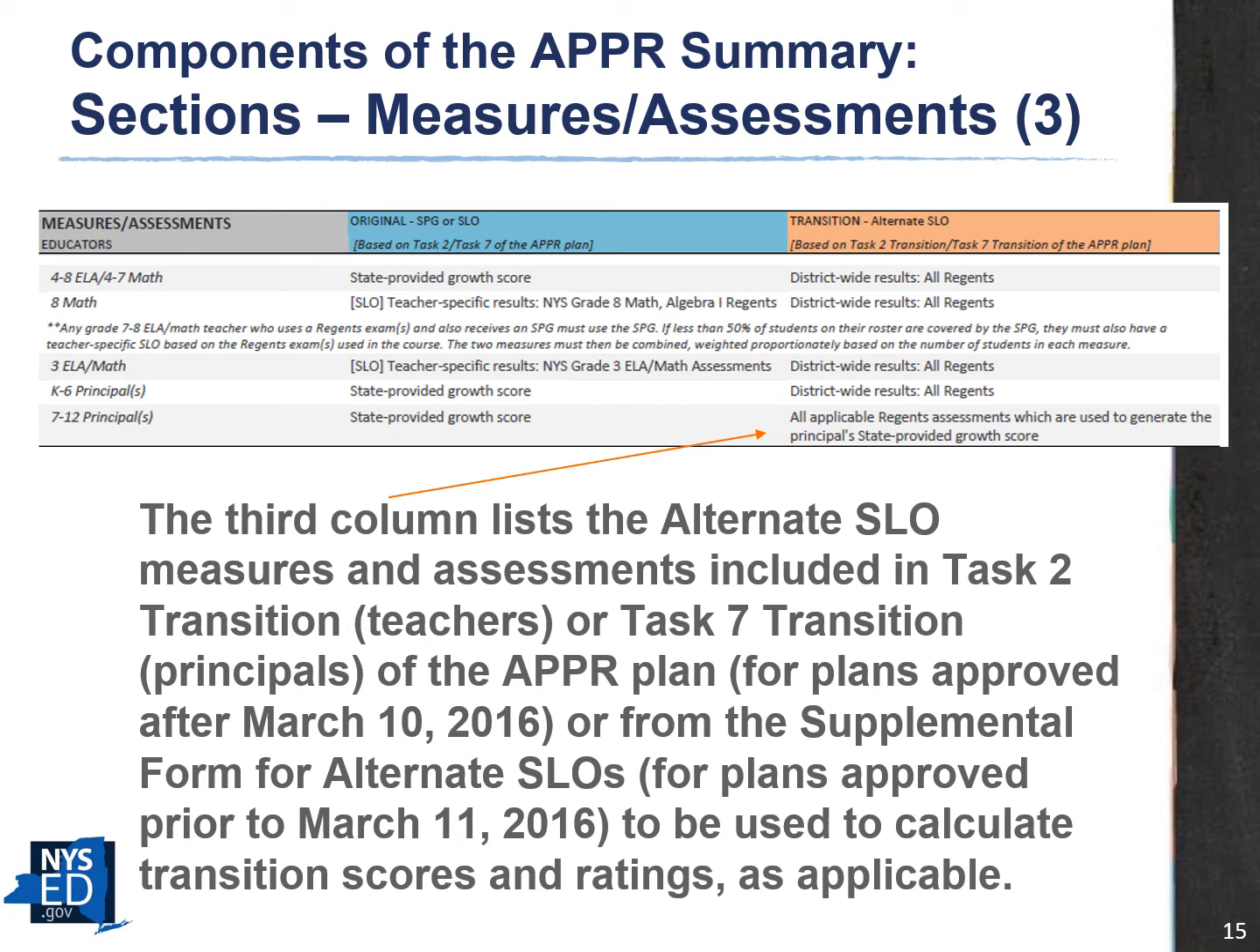Components of the APPR summary: sections, measures or assessments 3. The third column lists the alternate SLO measures and assessments included in Task 2 transition for teachers or Task 7 transition for principals of the APPR plan for plans approved after March 10, 2016, or from the supplemental form for alternate SLOs for plans approved prior to March 11, 2016, to be used to calculate transition scores and ratings as applicable.